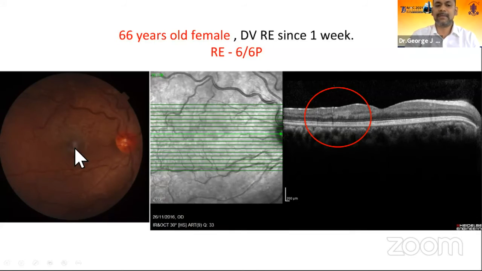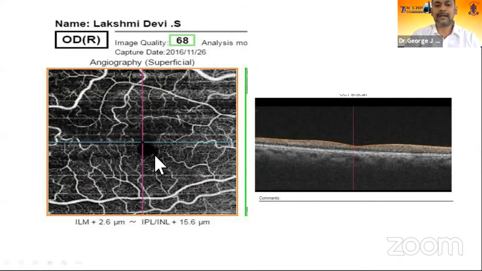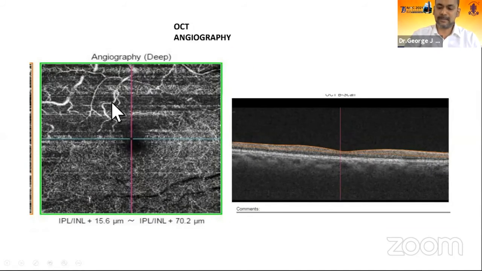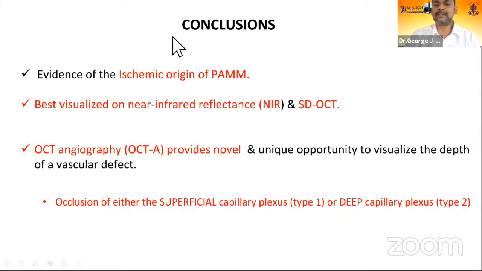And now we know that it could be associated with ischemia to the retina. For example, this middle-aged lady with a mild BRVO has 6/6 vision, but there is no CME here. But you see that there is a hyperreflective band in the middle layer temporally, and OCTA reveals that the superficial as well as the deep segmentation shows ischemia. So we now know that it's an ischemic origin of PAMM, best visualized with near infrared imaging, and OCTA shows deep and superficial capillary middle layer ischemia.